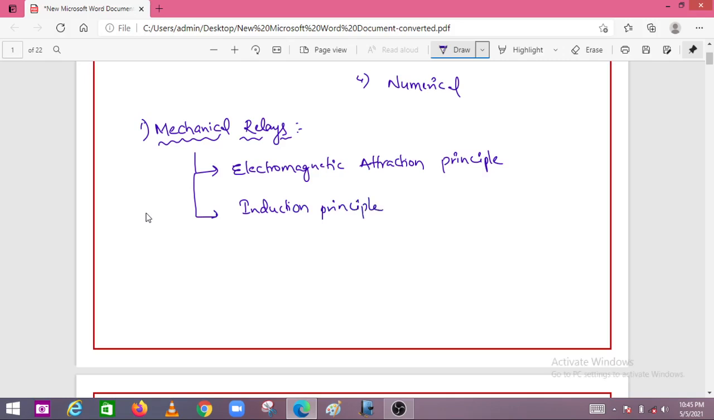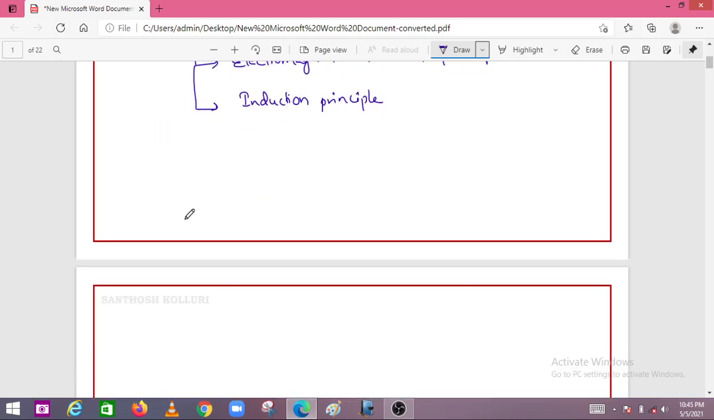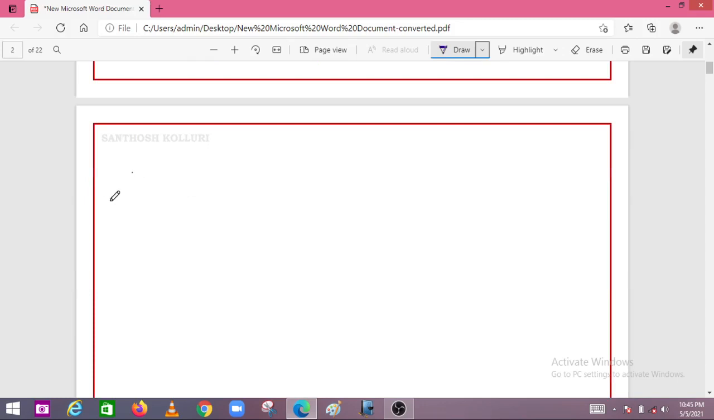Okay, so here the mechanical relays are classified into two types based on the principle of operation. First one is electromagnetic attraction principle, and the second one is induction principle. Based on these principles, how the mechanical relays are working, let us see in this class. First one is electromagnetic attraction principle relays. How these are working, we'll see now.